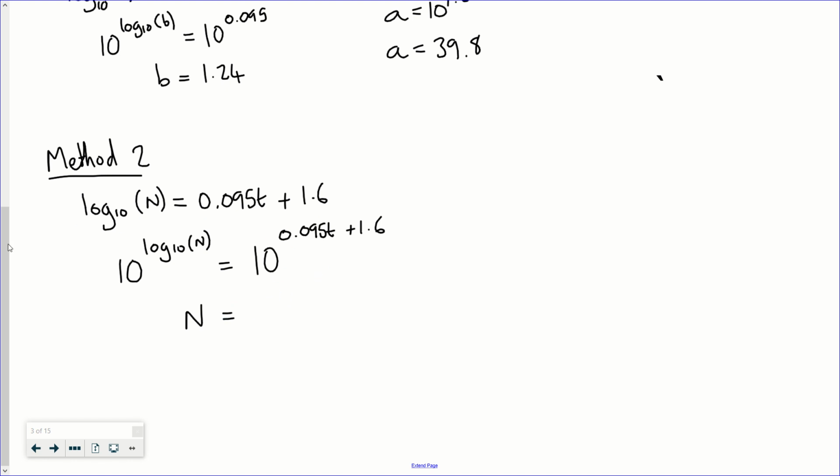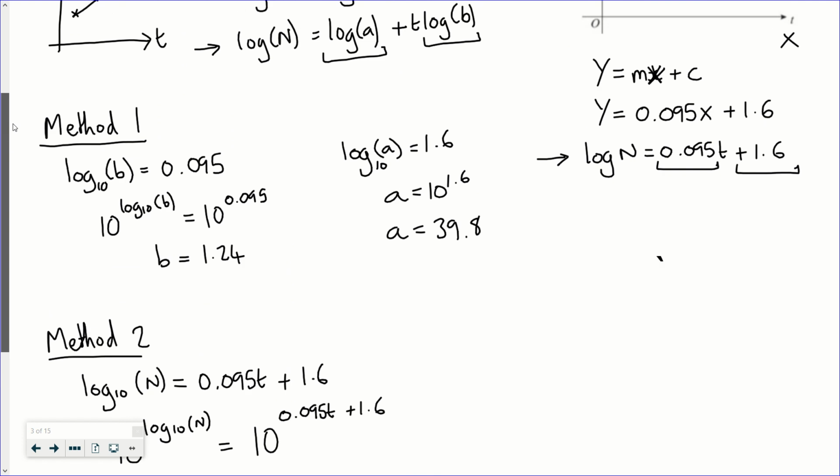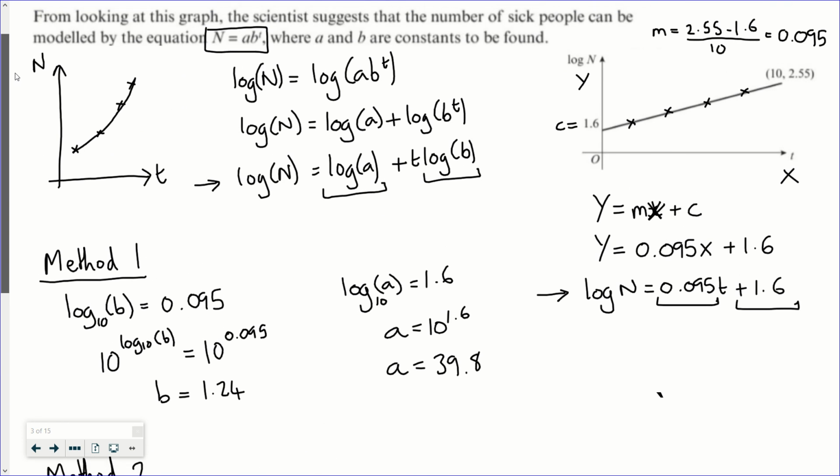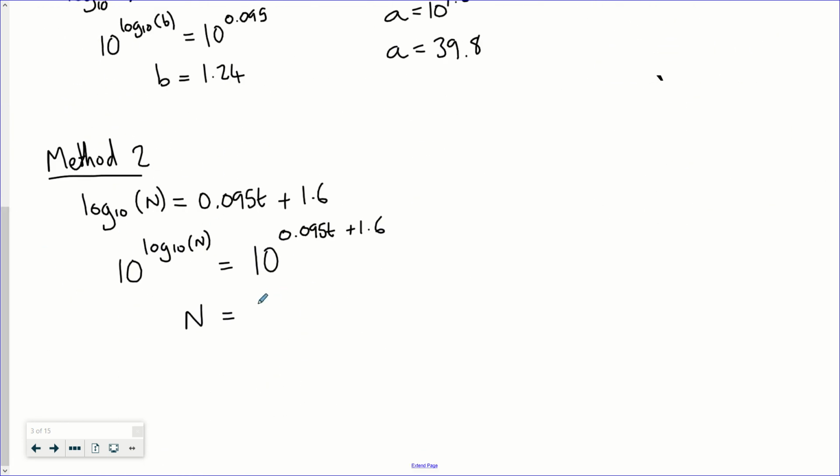And we want to try and convert the right hand side into something that looks like a times b to the power of t. So the way that we can do that is we can split this power of 10 up. Remember, if we've got 10 to the power of a plus b, we can write that as 10 to the power of a times 10 to the power of b. So we're going to use that index law here. So we can write that as 10 to the power of 0.095t times by 10 to the power of 1.6.